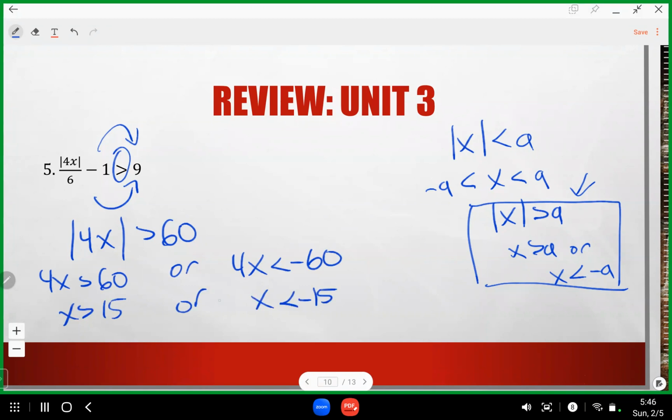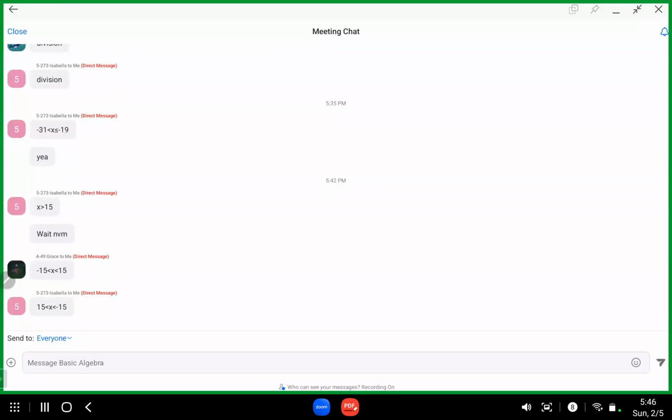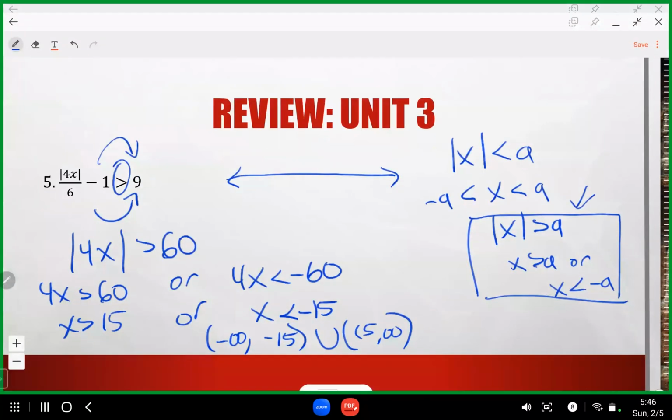And the interval notation will be like this. It's going to be equal to (-infinity, -15) union (15, infinity). And this union just shows that it's either less than -15 or greater than 15 here. So that is the interval notation for that. So do you know where I'm getting this, right? It's not going to be in between. It's going to be outside of it.